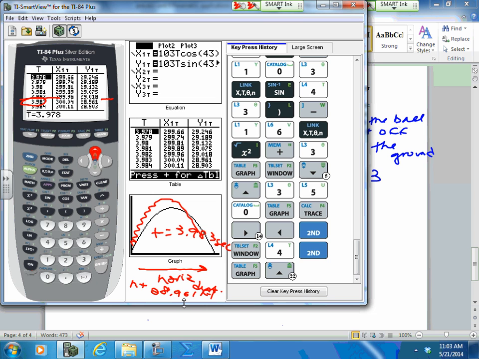So this is what you're looking at, your vertical height for your 10-foot fence. Find your horizontal distance first. So your answer to me is at 3.983 seconds, his ball is horizontally 300 feet away with a height of 28.961 feet. Yes, he got the home run. He cleared the fence.